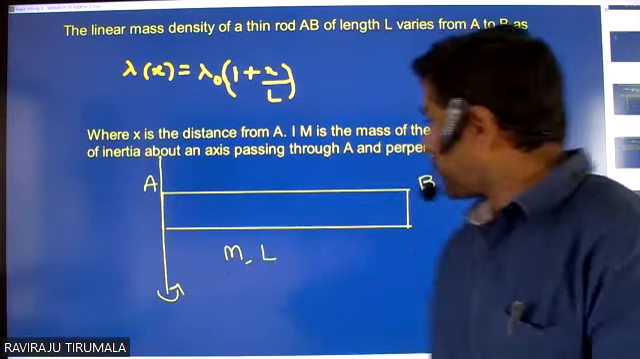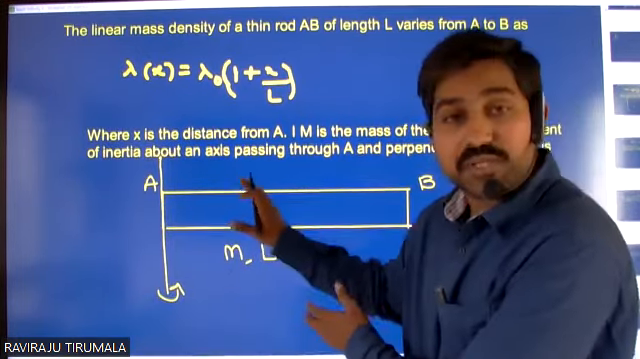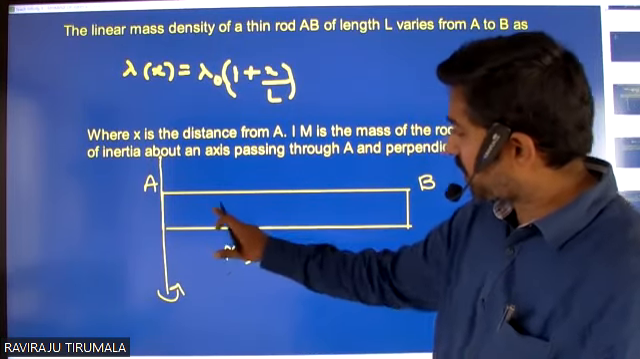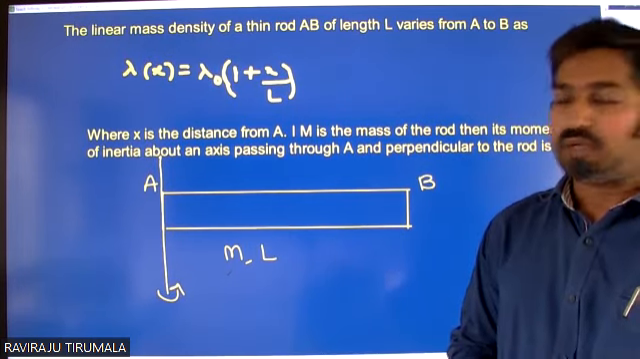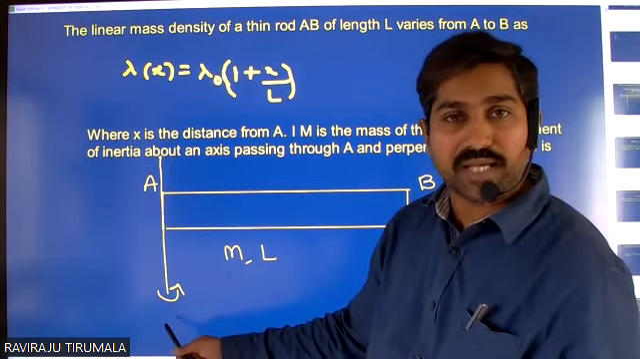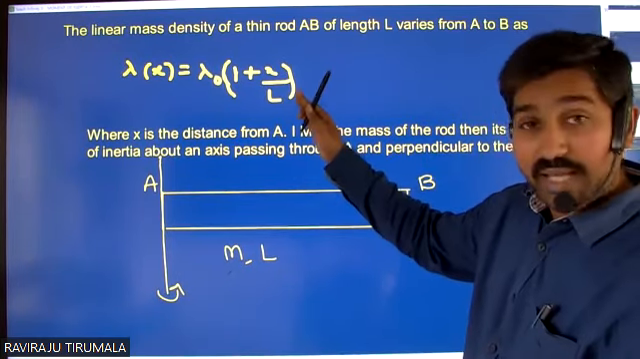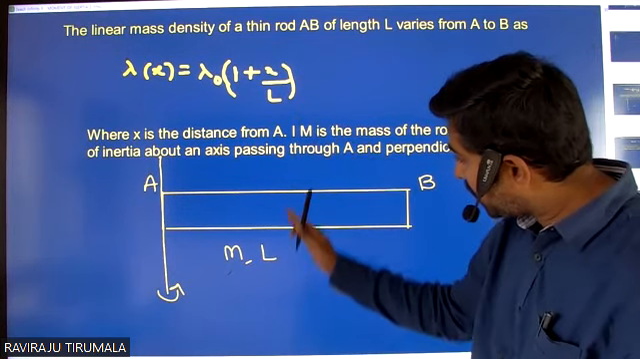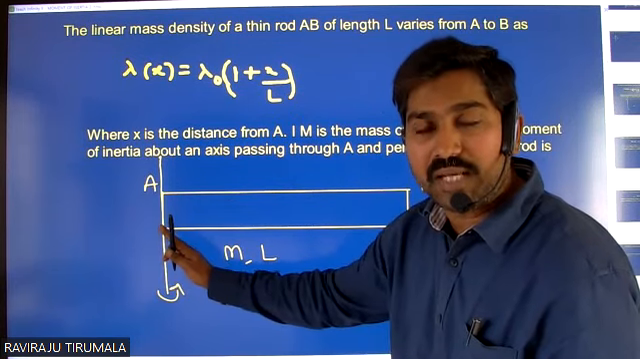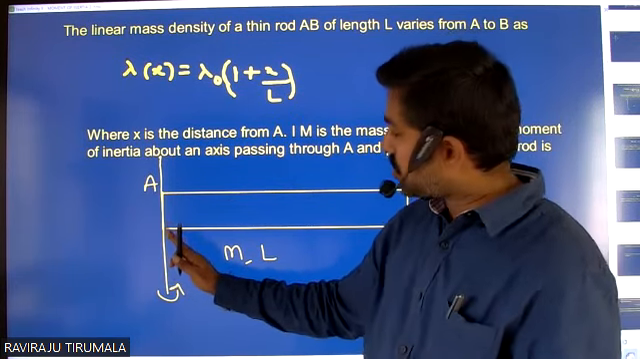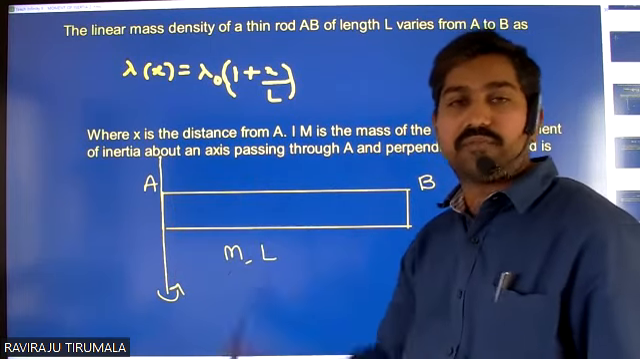For example, if it is having uniform mass distribution, that means at every point density remains the same, in that particular case, what is the formula for moment of inertia about this axis? That is ML square by 3. We know that about an axis passing through the center and perpendicular to the rod it is ML square by 12. By applying the parallel axis theorem, here you will get ML square by 3 only. So if it has uniform mass distribution, easily you can write the formula.